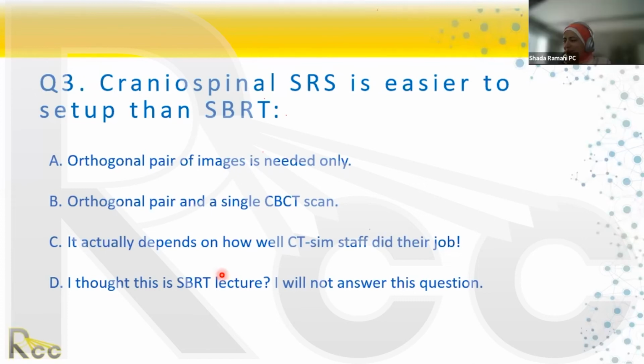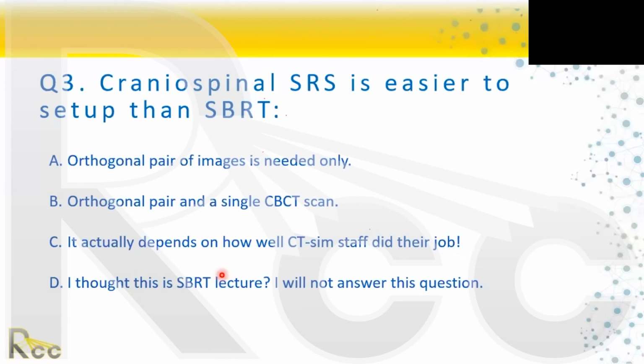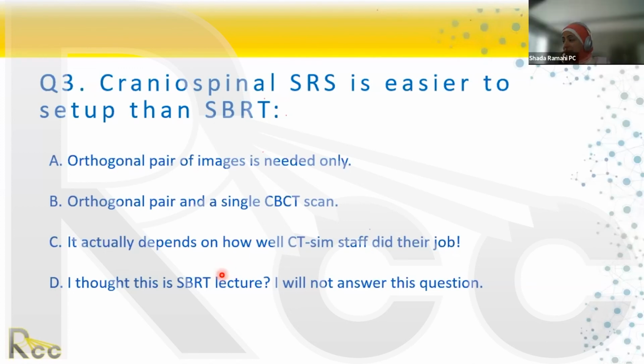All right, so we have 6 people who say we're not bothering with this question. This is an SBRT lecture. And we have 60% who say an orthogonal pair and a single CBCT scan is enough. In this case, do we need a 6-degree couch for intracranial? Who knows? And 28% say that it actually depends on how well the CT sim did. I have a feeling the people who answered C are physicists and the people who answered B are therapists.